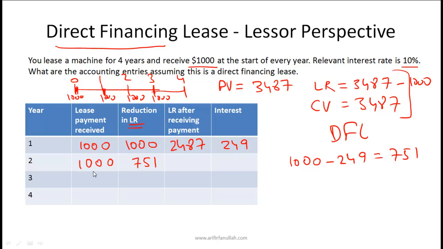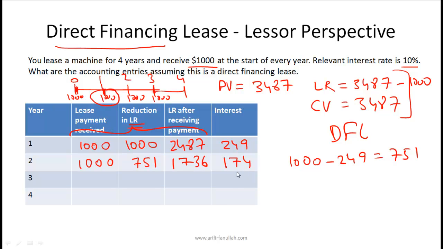So essentially we are saying that for this payment of 1,000, which corresponds to this one, of this 249 was interest, and then the remaining must have been principal, which reduces the lease receivable from 2487 down to 1736. So that is our new lease receivable. And all this, remember, as I mentioned earlier, is happening on 1st January, or the first day of the period. So this is happening on the first day of the second year.